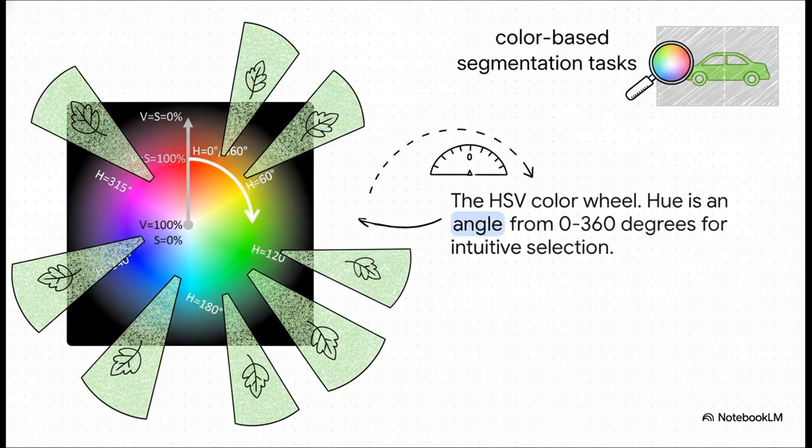So now that tricky problem of finding all shades of green becomes dead simple. You just tell the computer, give me every pixel with a hue between, say, 60 and 180 degrees. That's it. It makes things like color-based segmentation so much cleaner.